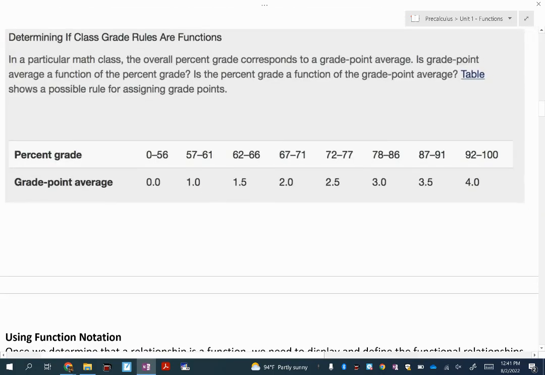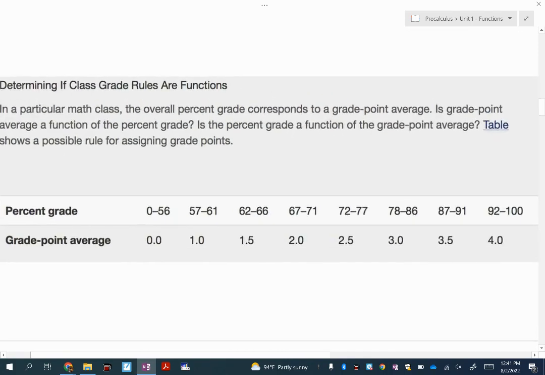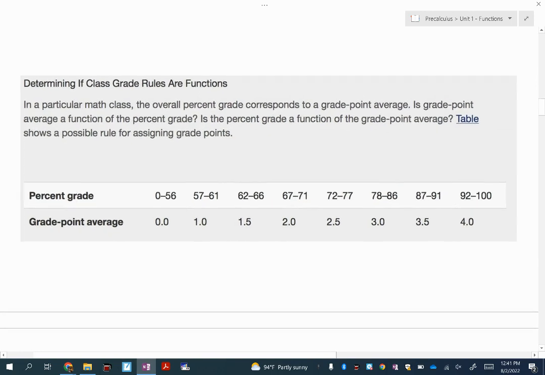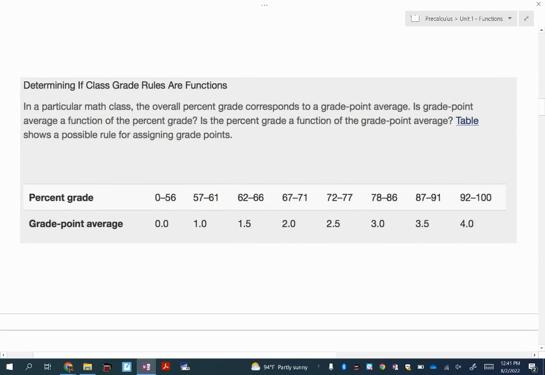Let's talk about another kind of example here. If you look at determining if class grade rules are functions. So this is probably pretty appropriate for you guys right now. I'm sure our numbers are a little different, I know they are, than this table. But you guys, as students who are applying to colleges during this semester, are obviously very intimately aware of what your grade point average is.